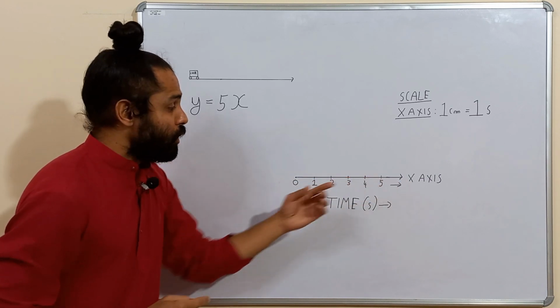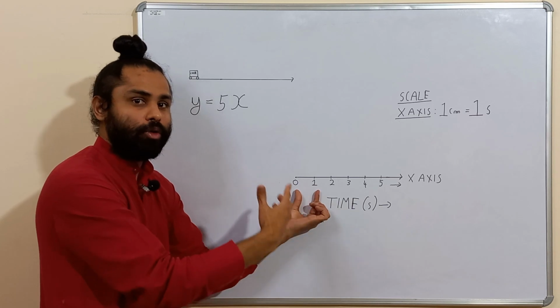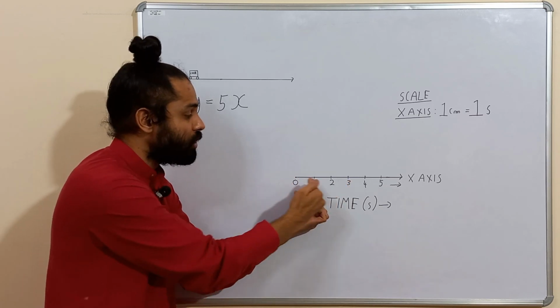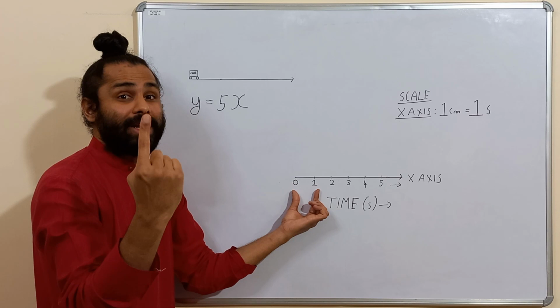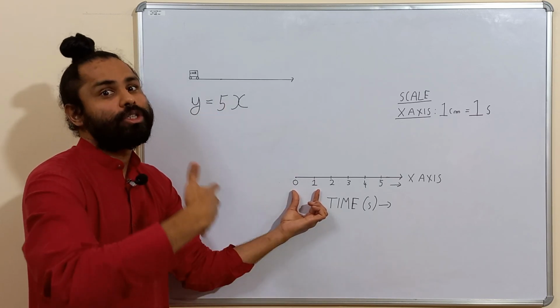I'm drawing it as a line. So along this line, how long is it? Is it 1 centimeter, 2 centimeters, or 5 centimeters? How much along this line represents 1 second? Whatever you want to choose, you can choose, but don't change that once you fix it.